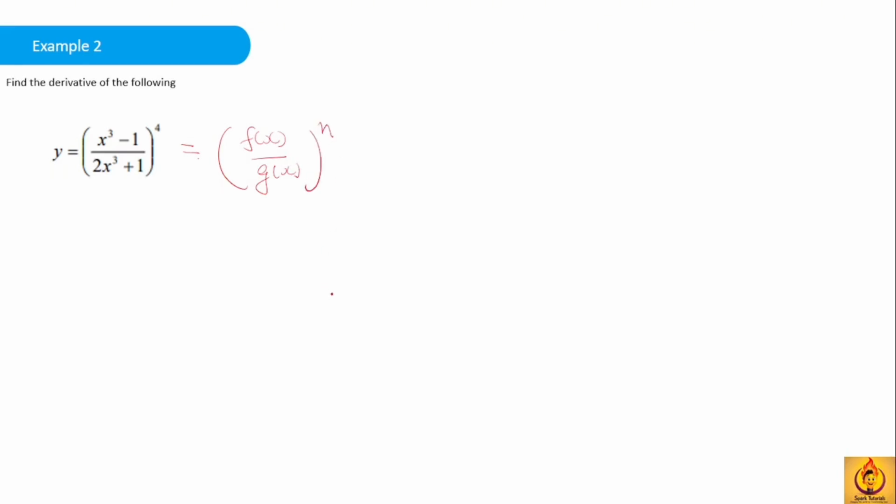Are you hearing me? This function that we're giving here, which is x cubed minus 1 divided by 2x cubed plus 1, all to the power 4, can be expressed as f of x divided by g of x, all of that to the power n.